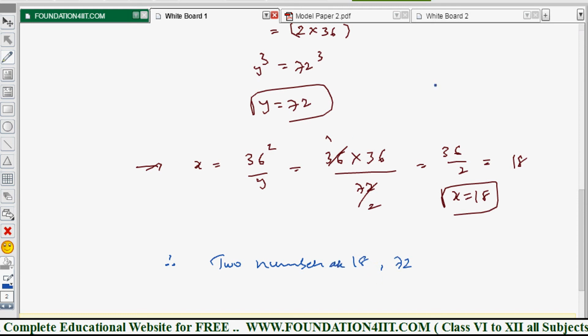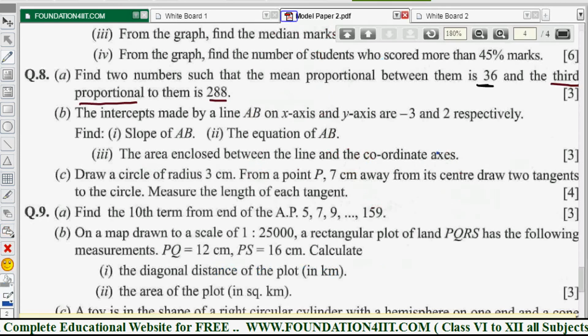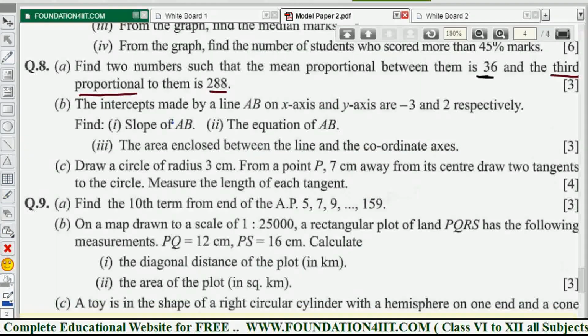Right, now let's see the next question. The intercepts made by the line AB on x-axis and y-axis are minus 3 comma 2 respectively. So one line is touching the x and y-axis, at minus 3 on the x-axis and 2 on the y-axis. Find the slope of AB, the equation of AB, and the area enclosed between the line and the coordinate axes. Let us draw a diagram.